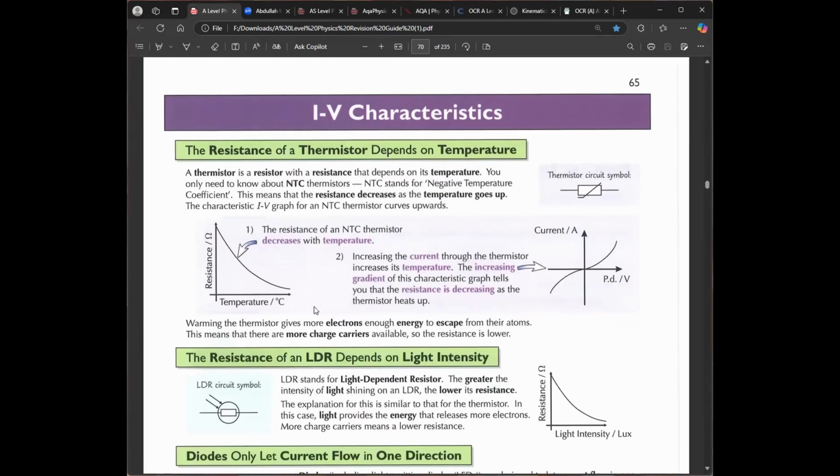So the resistance of a thermistor depends on temperature. Obviously there are different types of thermistors. There could be some where you increase the temperature and resistivity decreases, and there could be some where you increase the temperature and the resistivity increases. But we are only going to consider NTC thermistors. NTC means negative temperature coefficient. What does that mean? It means that when you increase the temperature, their resistivity decreases. So temperature has an inverse relation for them.